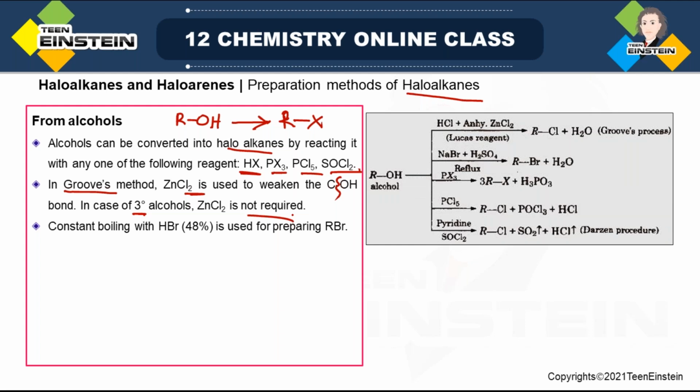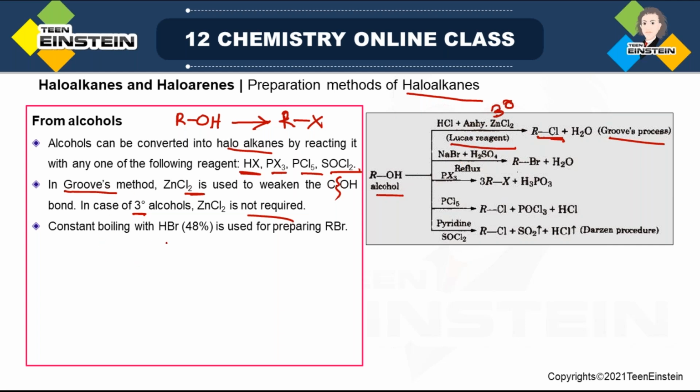So look at this. This is the general structure of an alcohol. The first method is the Groves method, where you are using HCl plus anhydrous ZnCl2, which acts as a catalyst. But remember, for 3-degree alcohols you don't have to use this catalyst. This reagent mixture is also known as Lucas reagent, and this test is sometimes called the Lucas test. So from ROH, what we are getting is RCl.